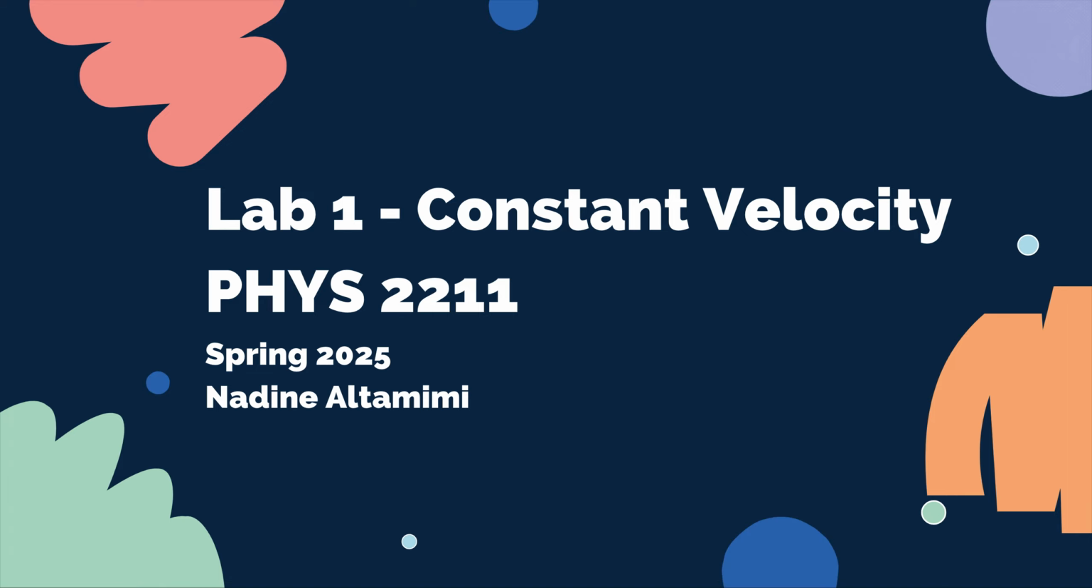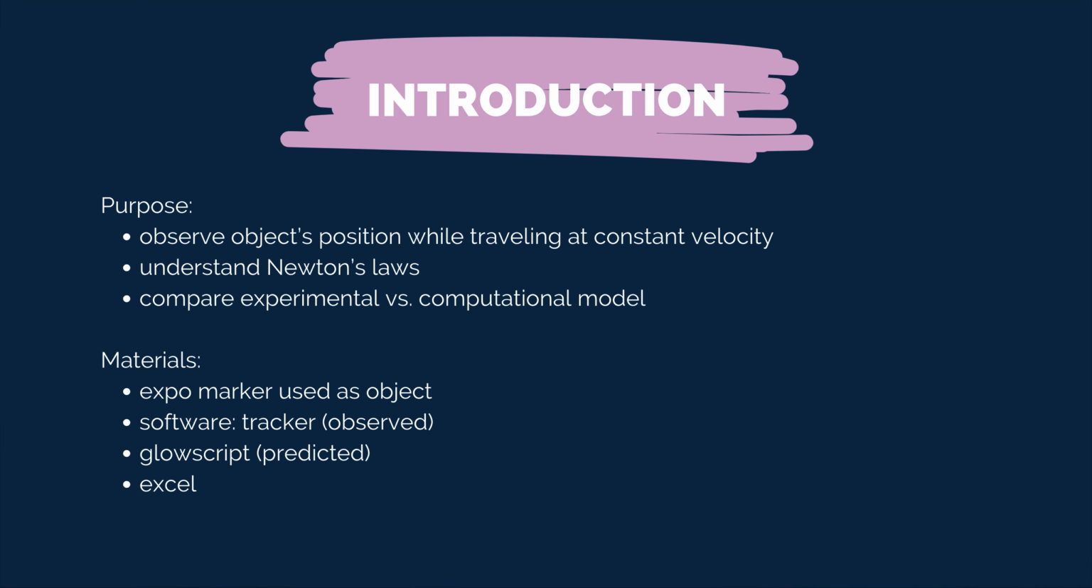Nadine, and I will be discussing Lab 1 constant velocity for Physics 2211. So, just to give an introduction of what we did for lab and what was our purpose. The purpose of this lab was to observe an object's position while it is traveling at a constant velocity. This just means that the object is not accelerating and it is moving in a straight path.